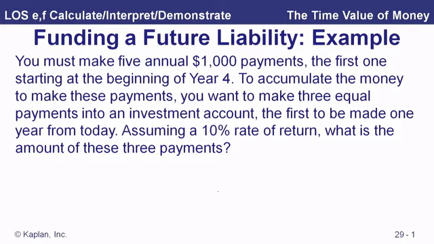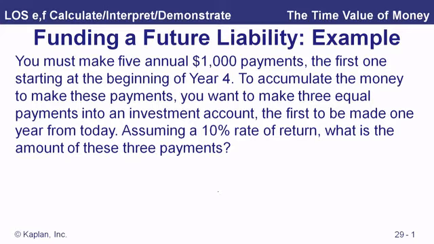Another example, funding a future liability. You must make 5 annual $1,000 payments, the first one beginning year 4. To accumulate the money to make these payments, you want to make 3 equal payments into an investment account. The first one is to be made a year from today. Assuming a 10% rate of return, what is the amount of these 3 payments?